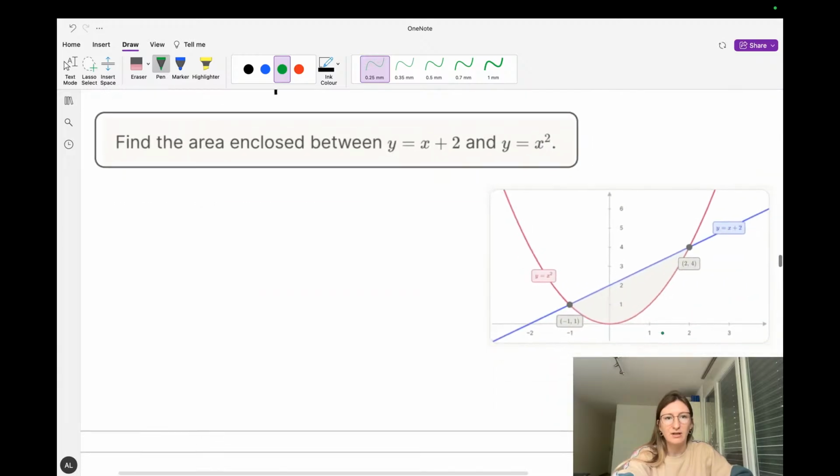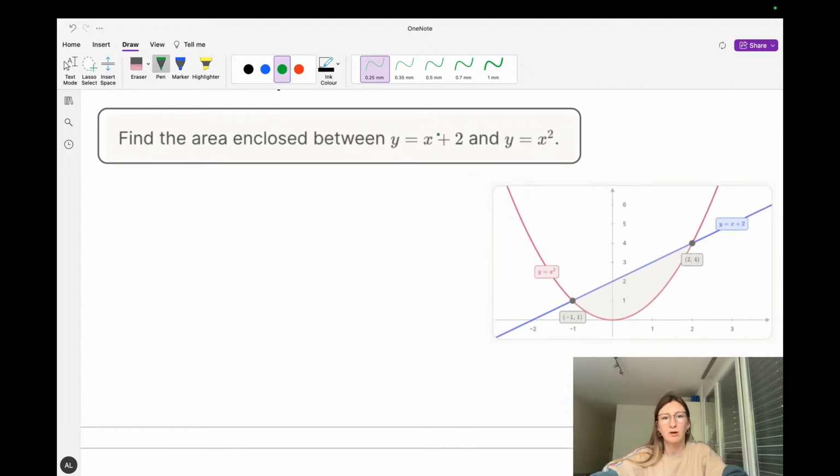So I need to find the area enclosed between the graph of y equals x plus 2, that's my blue linear function, I'll just do it in blue, and my y equals x squared, my red function. So which function is on top for that area? We want to find this area. Which function is on top? Well, it's the blue one.